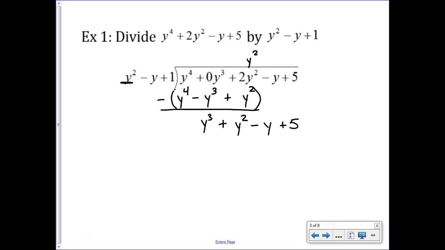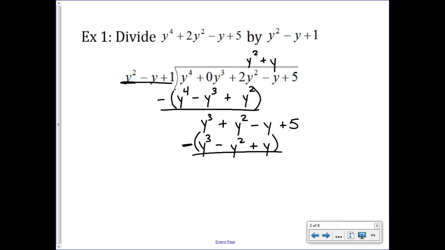Okay, now we want to look back at that y squared again over here. I want to know what I need to multiply to get from y squared to y to the 3rd. So I need to multiply by y, and a positive y at that. So now I'm going to take that y and multiply it by everything over here. So y times y squared is y to the 3rd. Y times the minus y is minus y squared. Y times 1 is 1y. And I'm going to subtract all of that.